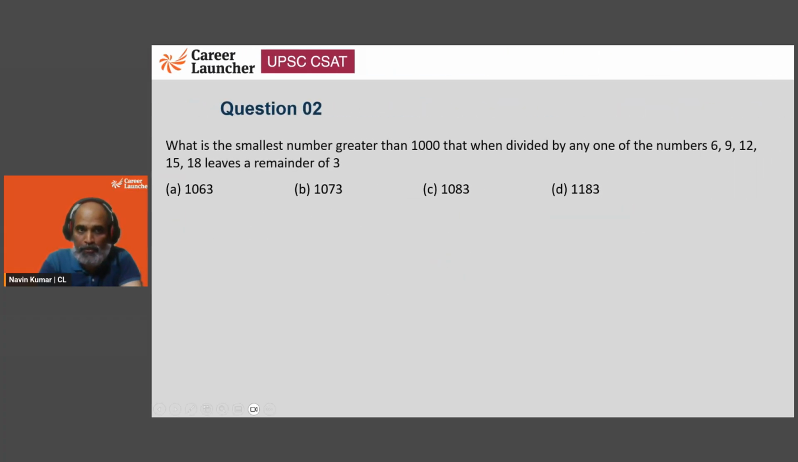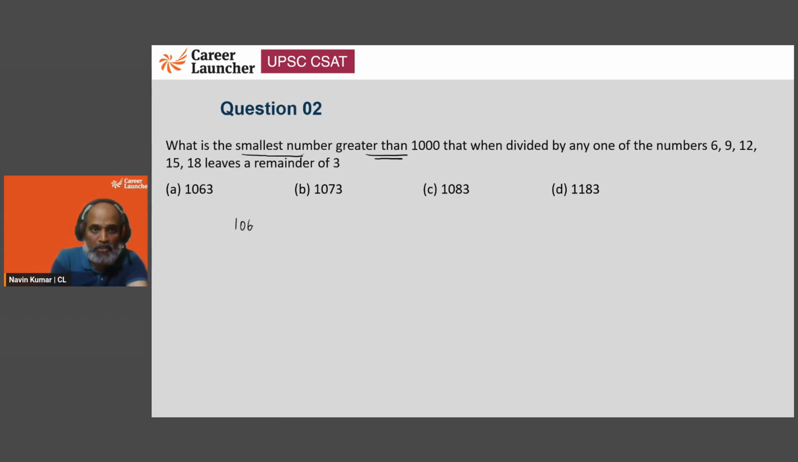Let's look at the next question. What is the smallest number greater than 1000 that when divided by any one of the numbers 6, 9, 12, 15, 18 leaves a remainder of 3? Since we are asked the smallest number greater than 1000, we will not solve it using the general way. We will use options. So the first option, which is the smallest, is 1063.